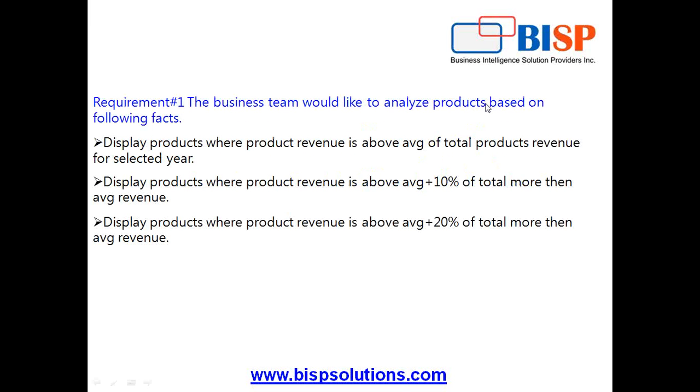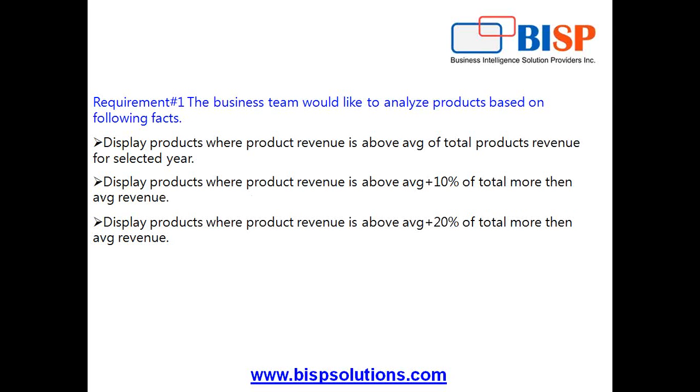My business team would like to know some information about the product based on revenue. Primarily they are more interested to see the list of the products where the product revenue is more than the average revenue of all the products. Second, they'd like to see the products where the product revenue is 10% more than the average product, 20% more than the average product, and 10% less than average products.